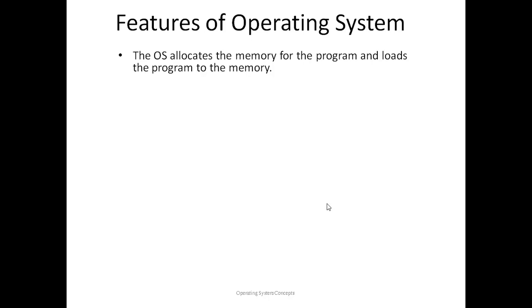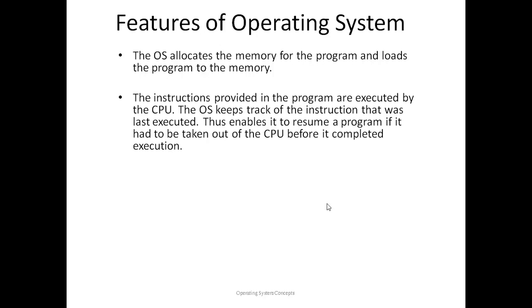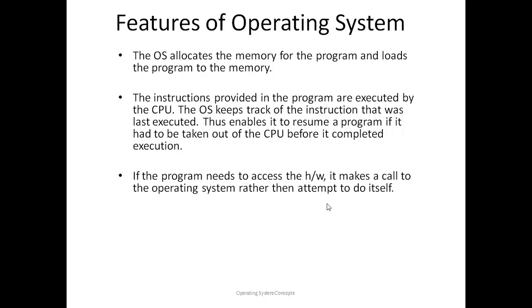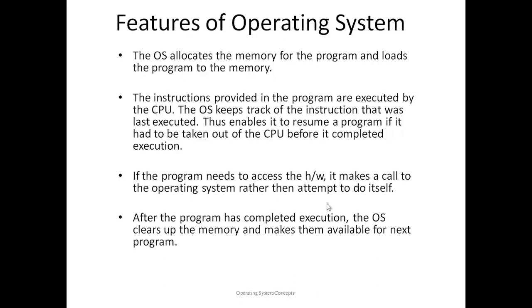What are the basic features of the operating system? It allocates the memory for the program and loads the program into the memory. The instructions provided in the program are executed by the CPU. It keeps track of the instruction that was last executed, which enables it to resume a program if it had to be taken out of the CPU before it completed execution. If the program needs to access the hardware, it makes a call to the operating system rather than attempt to do it itself. After the program has completed execution, the operating system clears up the memory and makes it available for the next program.